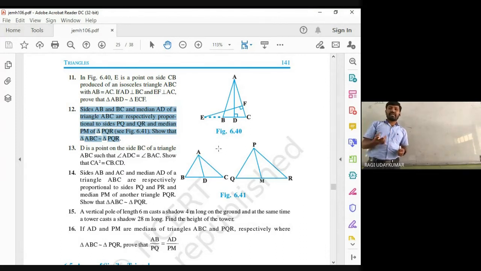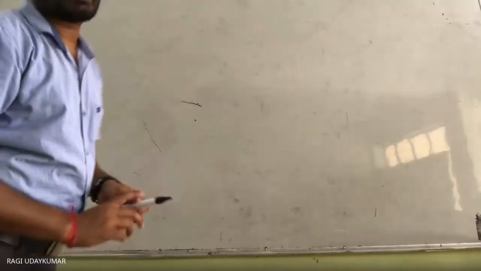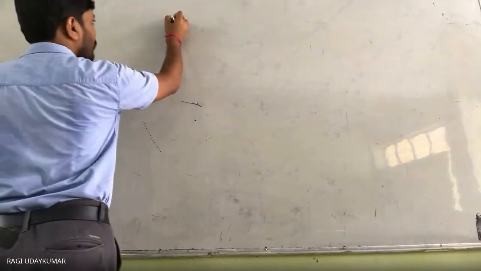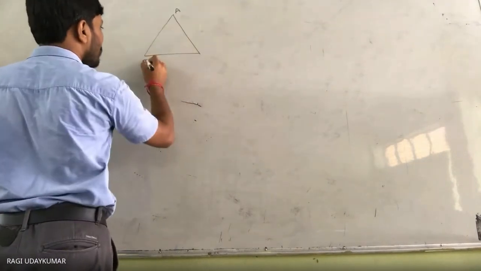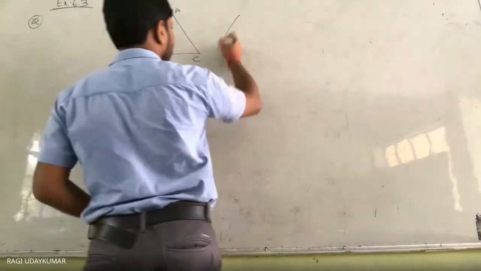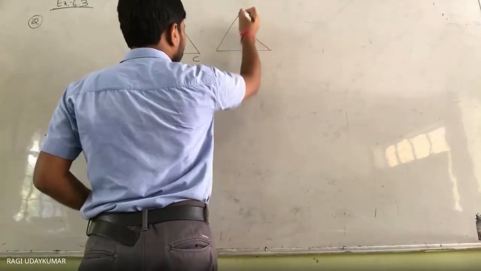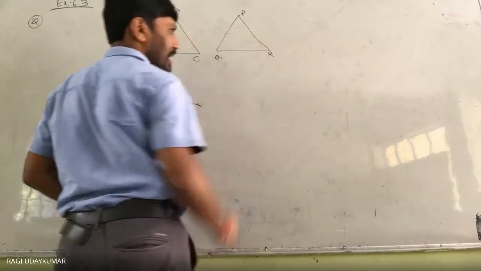Two triangles should be taken, with two sides and one median, ABC and AD median, are proportional to PQ, QR, and PM median. Then triangle ABC is similar to triangle PQR, we need to prove here. So let us draw the two triangles separately here. We take triangle ABC and triangle PQR. They may not be equilateral triangles.